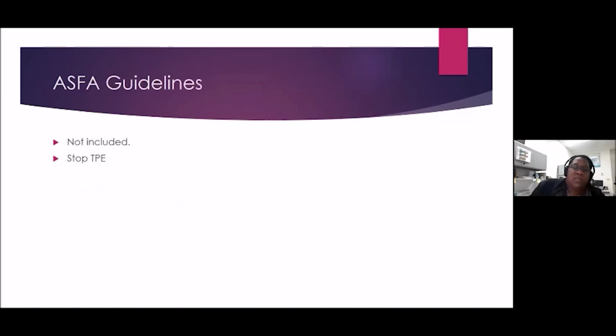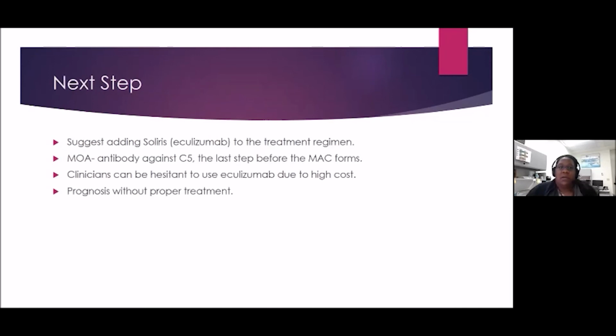So you go to the ASFA guidelines, and if you look for atypical HUS, it is not listed. So I would recommend stopping TPE. It is shown not to be helping this patient. But all is not lost. So for atypical HUS, I would suggest adding Soliris, eculizumab, to the treatment regimen.